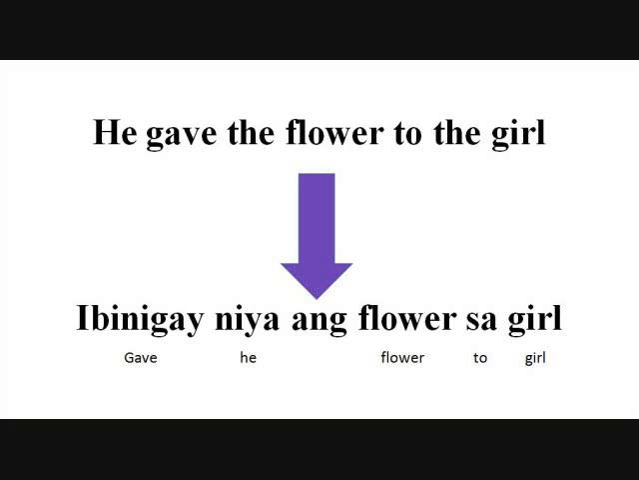He gave the flower to the girl. Ibinigay niya ang flower sa girl. As we can see in this example, the location doesn't just have to be a place. It can also be the recipient of an action. In this sentence, the girl is the recipient of the giving, and so she is the location. Let's try some more sentences.